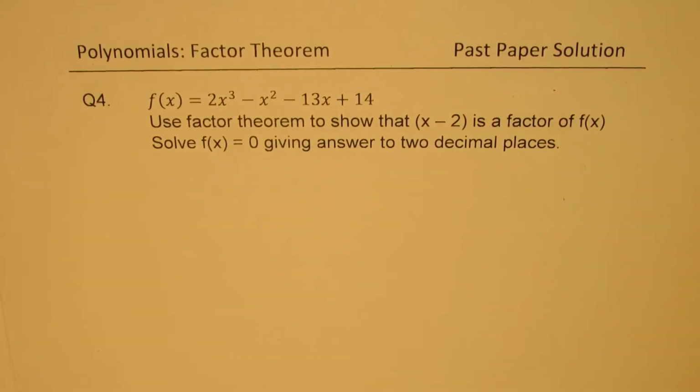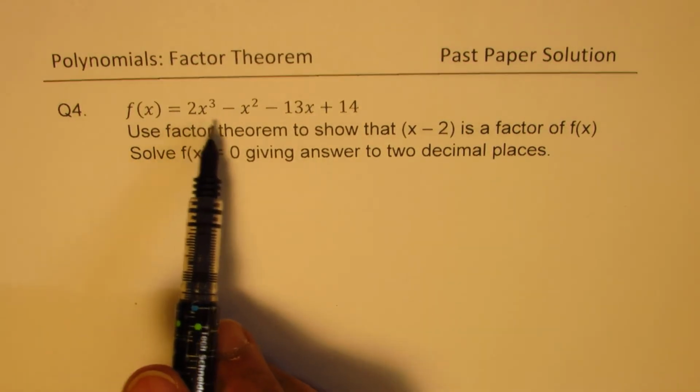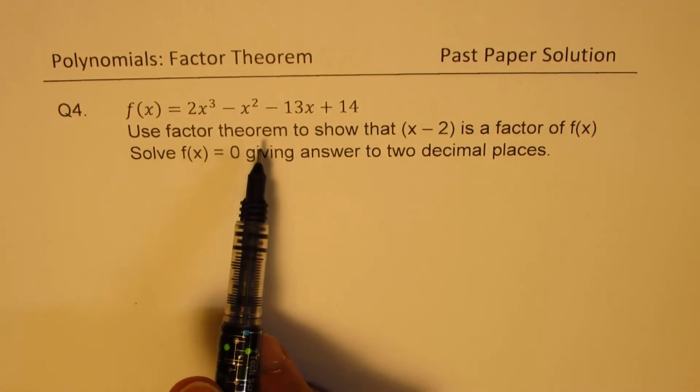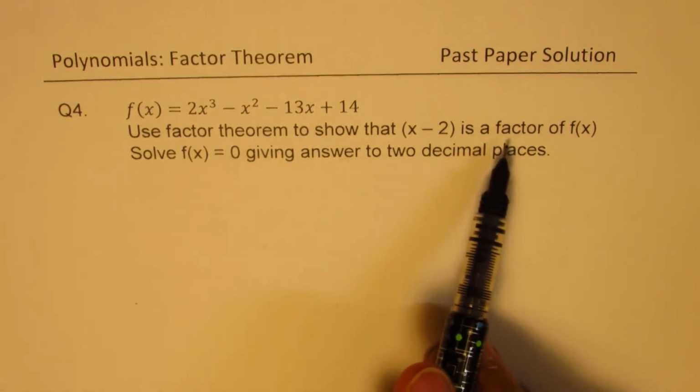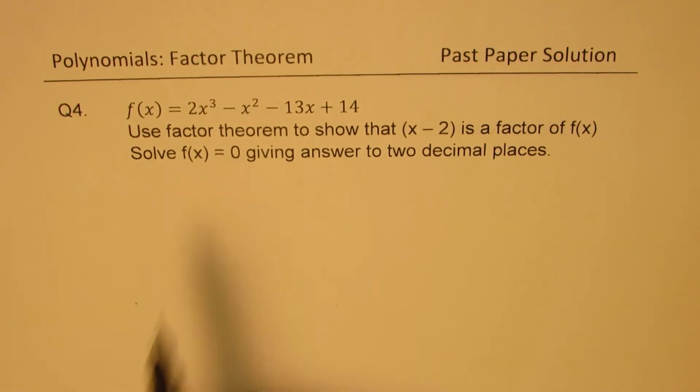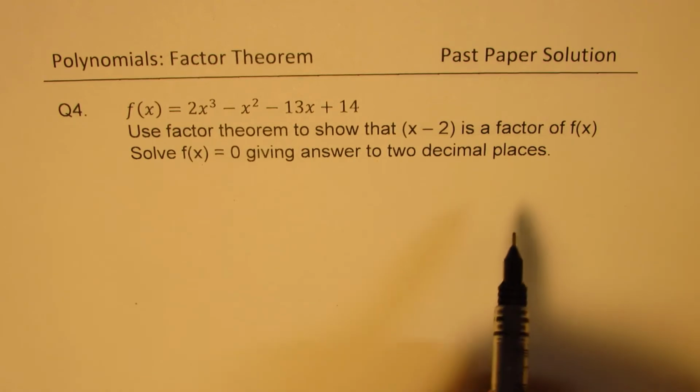Let's take up the next example, which is question number 4. f of x is equal to 2x cubed minus x squared minus 13x plus 14. Use factor theorem to show that x minus 2 is a factor of f of x. Solve f of x equals 0, giving answer to two decimal places.